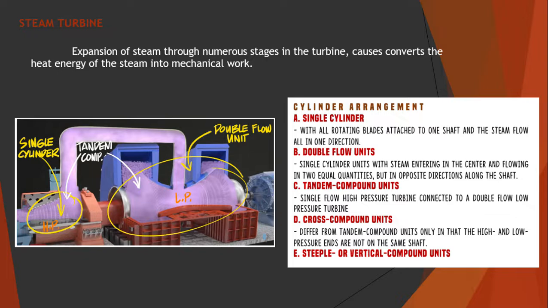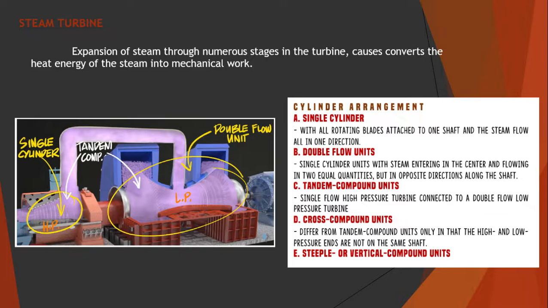Double flow units, single cylinder unit with steam entering in the center and flowing in two equal quantities but in opposite direction along the shaft. So, ito naman daw po yung kasunod, yung may bilog na kabila na yung steam daw po ay papasok sa may gitna tapos dalawa yung nilalabasan, yung sa dalawa nalabas yung flow pero in opposite direction.